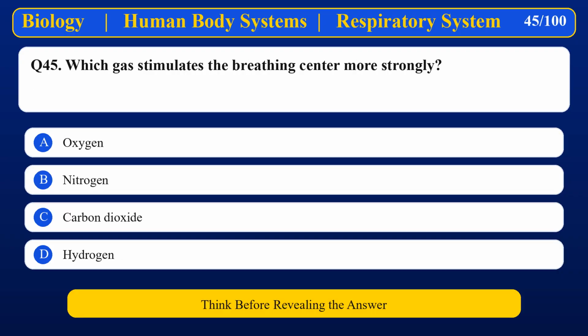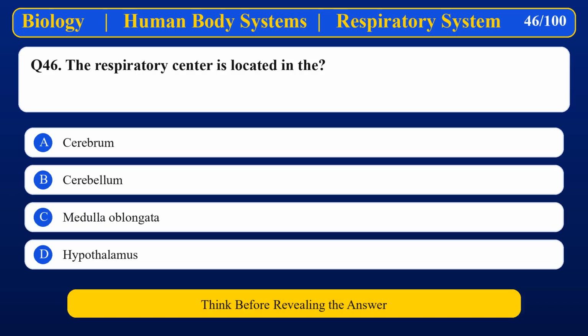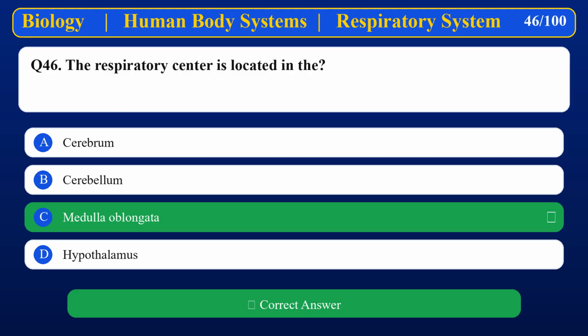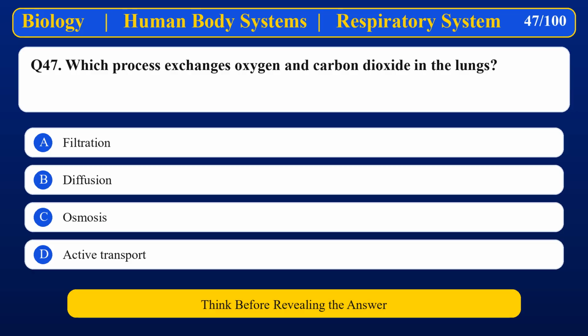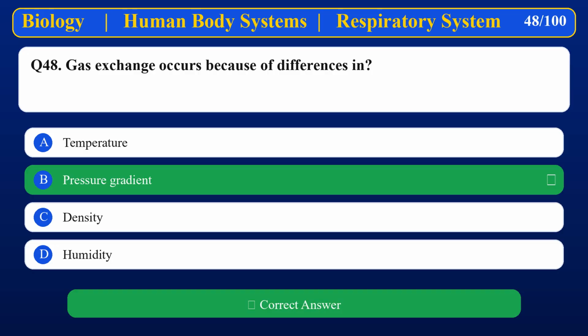Which gas stimulates the breathing center most strongly? Carbon dioxide. The respiratory center is located in the? Medulla oblongata. Which process exchanges oxygen and carbon dioxide in the lungs? Diffusion. Gas exchange occurs because of differences in? Pressure gradient.